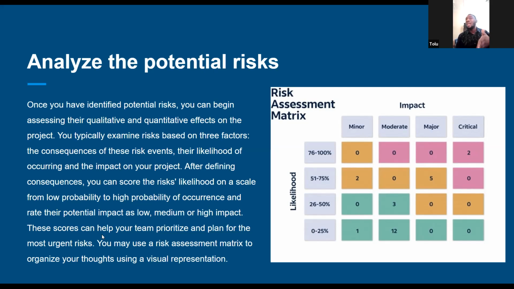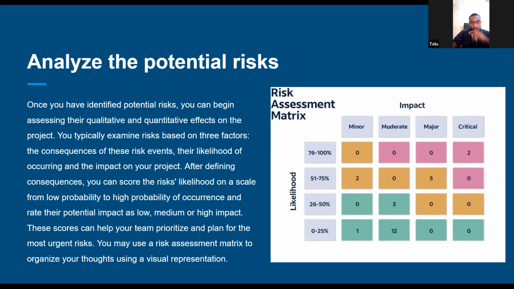Likelihood means how much it would happen on a scale of 1 to 100. How likely would it happen? And impact is the impact on your product. Is it going to affect my product? How much would it affect my product? So from 0 to 25%. See, all those ones in green are less likely to affect, while the ones in red mean they are critical. They are going to affect your product.